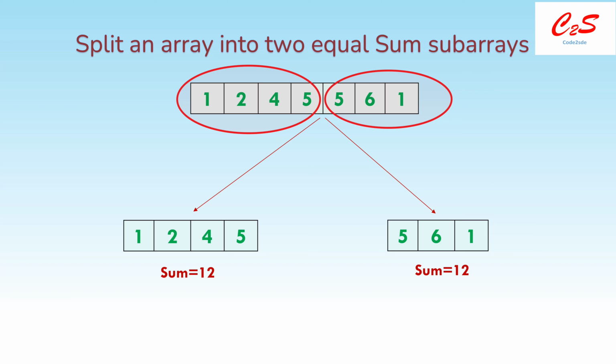So I'll be printing the two subarrays if found. If there is no such subarrays in the original array whose sum is equal, then we can print as no subarray found. So let's go to the system, code it and see.